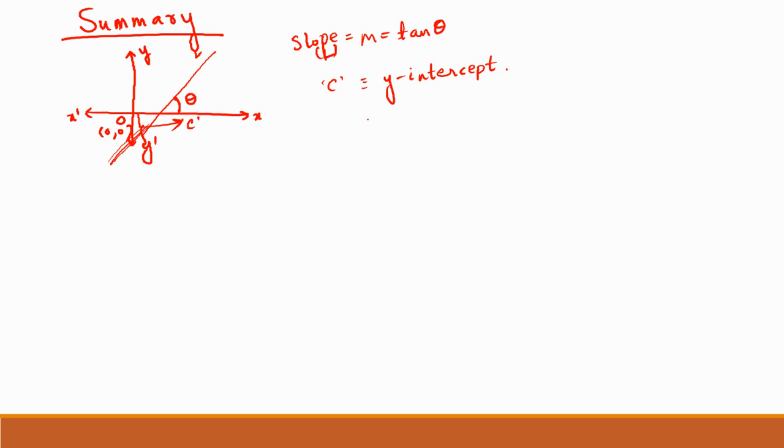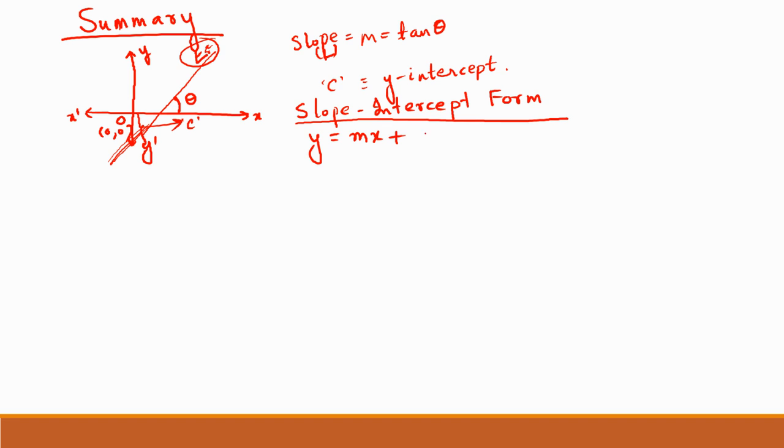Now we can find the equation of this line L. Basically this is called the slope intercept form. So the equation of that straight line L will be, according to slope intercept form, y equals mx plus c. So y equals mx plus c will be the slope intercept form.